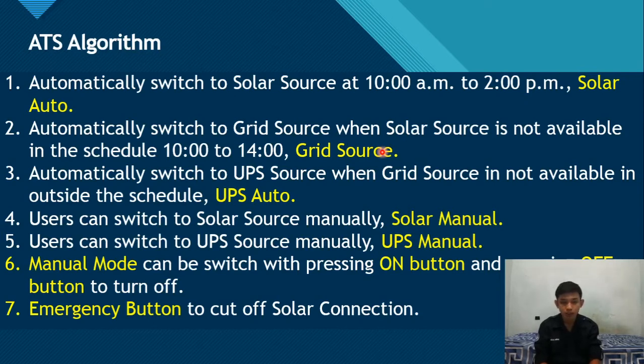And fourth, user can switch the solar source manually, we call it solar manual mode. And fifth, user can switch to UPS source manually, we call it UPS manual mode. And manual mode can be switched on by pressing the on button and pressing the off button to turn off. And we adding the emergency button to cut off solar connection if any emergency condition.